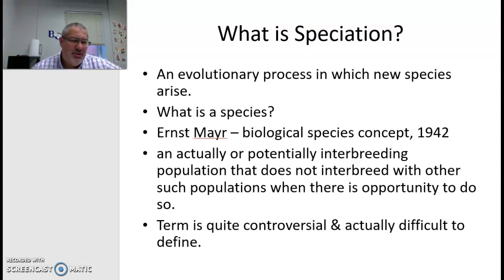There are other definitions that include anatomy, morphology, behavior, and even genetics, chemistry. Some definitions of species include different organic molecules that might be present in one but absent in another. So the definition and the delineation as to what really is a species is actually very difficult. It's not as easy as one might think.